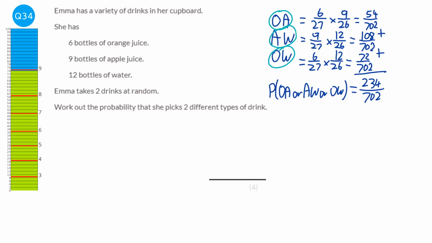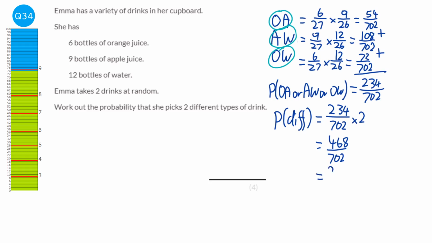Now I said we would deal with the reverse situations. I'm going to deal with that now. And as I said, OA is going to be equal to AO, AW is equal to WA, and OW is equal to WO. So all we need to do to find the probability that the drinks are different is get the 234 over 702 and just double it. And we can do that by just doubling the numerator. So 468 over 702. That cancels down to 2/3. So there is a 2/3 chance that the drinks will be different.